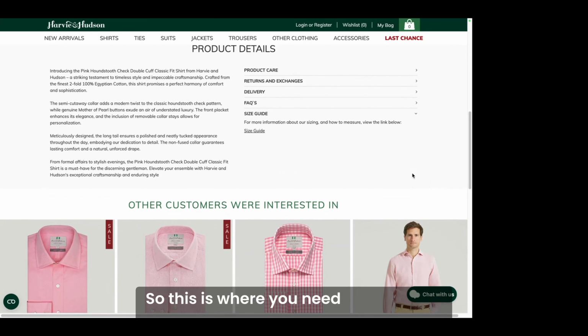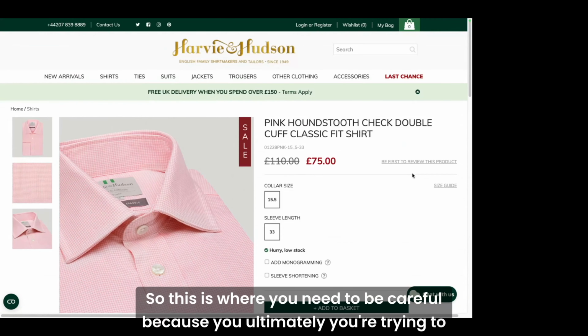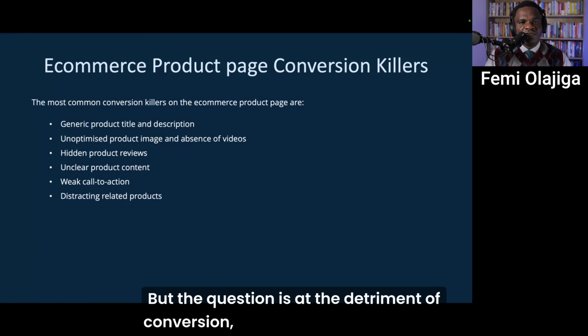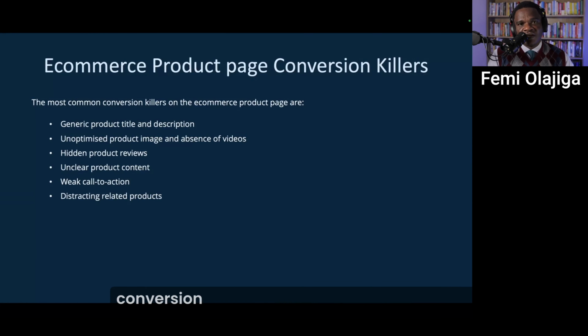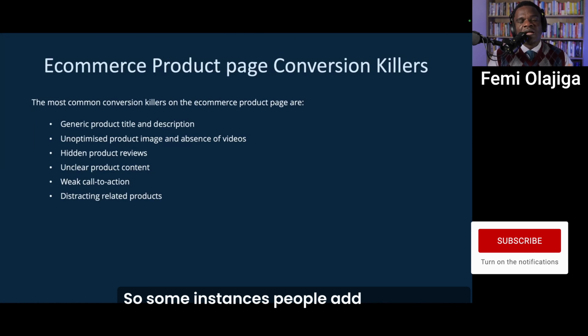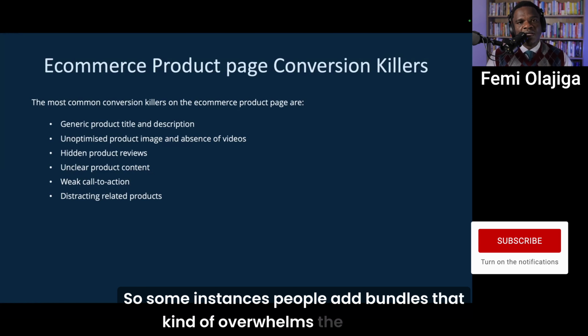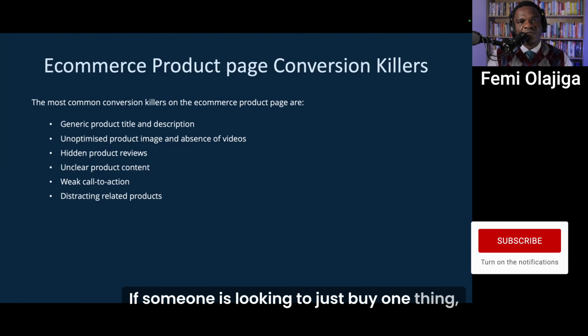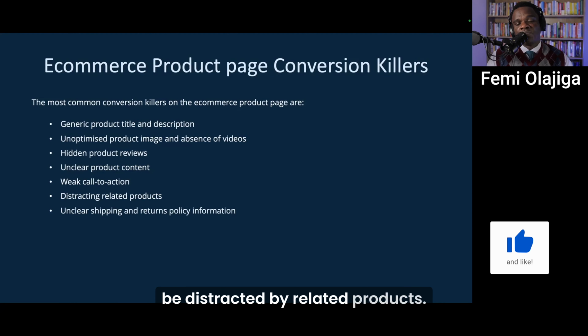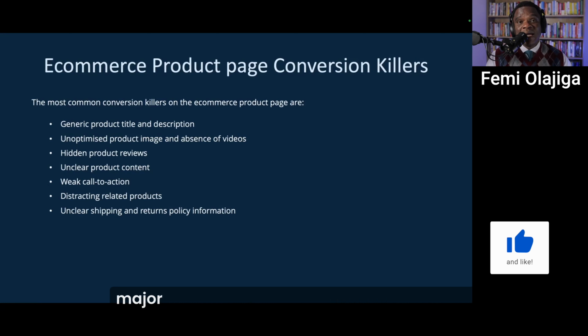So this is where you need to be careful, because ultimately you're trying to increase average order value. But the question is, at the detriment of conversion, would you rather have this conversion completed, or would you rather try to force them to add other things? In some instances, people add bundles that overwhelm the customer. If someone is looking to just buy one thing, you need to give them that flexibility not to be distracted by related products. Unclear shipping and return policy is another major conversion killer on your product page.